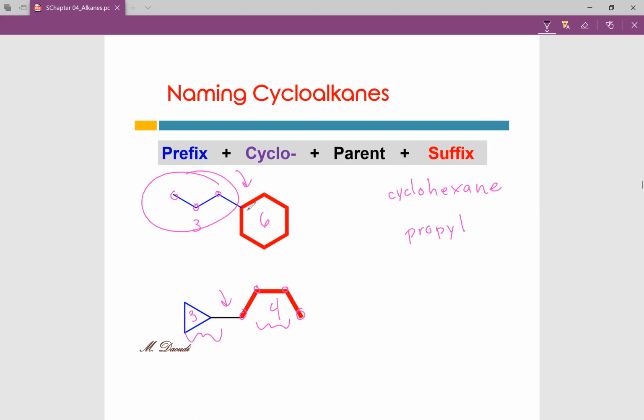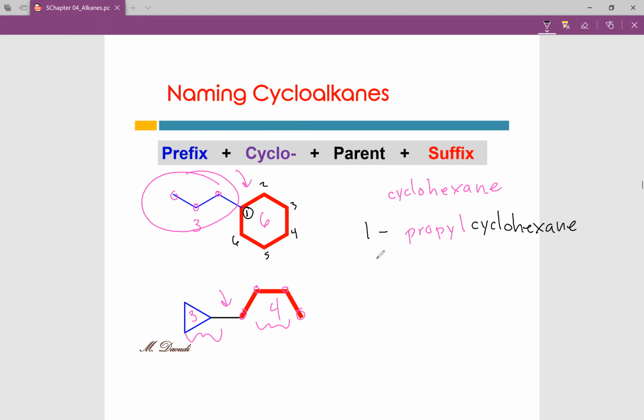So we're going to start 1 right here, and then we can either number it clockwise or counterclockwise. So 1, 2, 3, 4, 5, 6. It doesn't matter which way we go because there are no other substituents. However, if there were substituents such as right here on 5, we want to number the other way in order to give that substituent the lowest number possible. Okay? So back to this. And so then we would say it's 1 propyl cyclohexane.